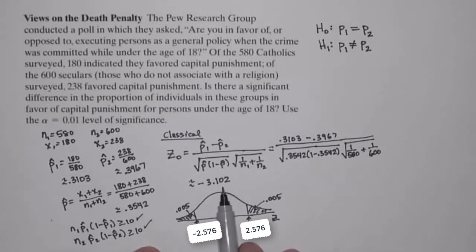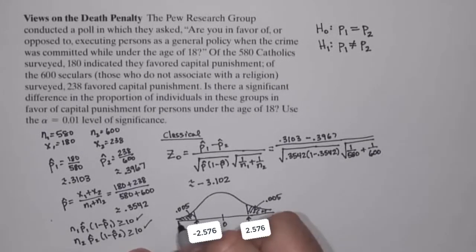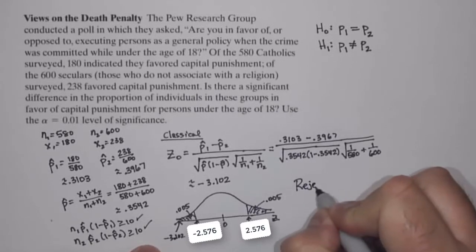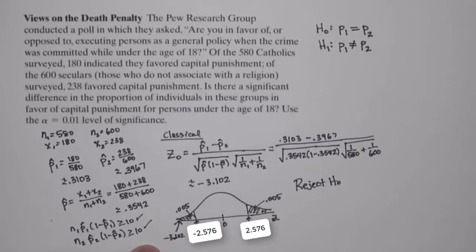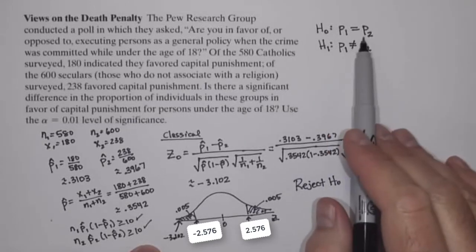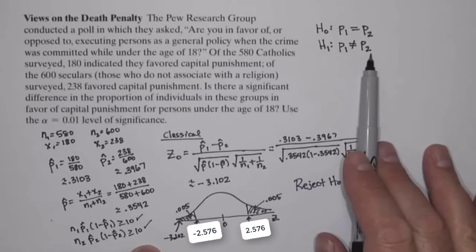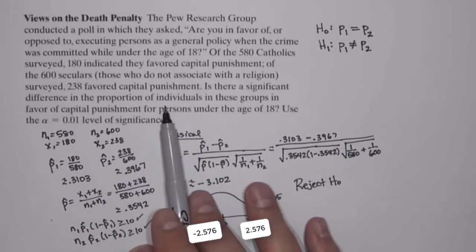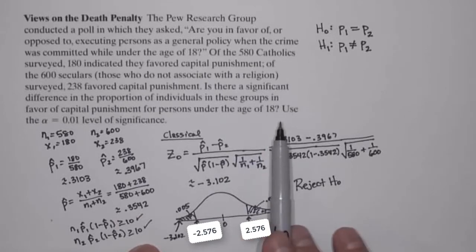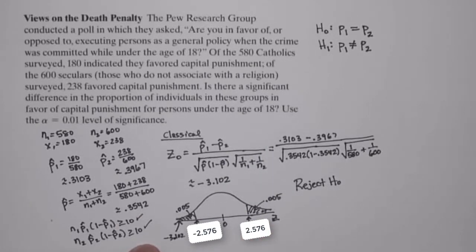So our test statistic is negative 3.102, which would fall way over here to the left of negative 1.598. So that does fall into the rejection area, so that tells me to reject the null hypothesis. I am rejecting that the two proportions are equal, and I'm concluding that the two proportions are not equal. So in other words, there is a significant difference in the proportion of individuals in these groups that favor capital punishment for persons under the age of 18.